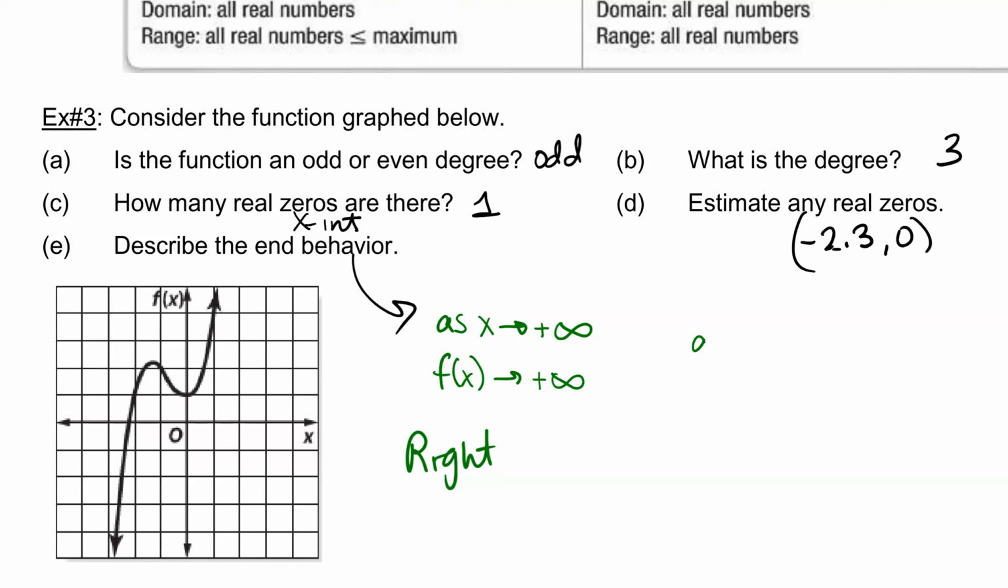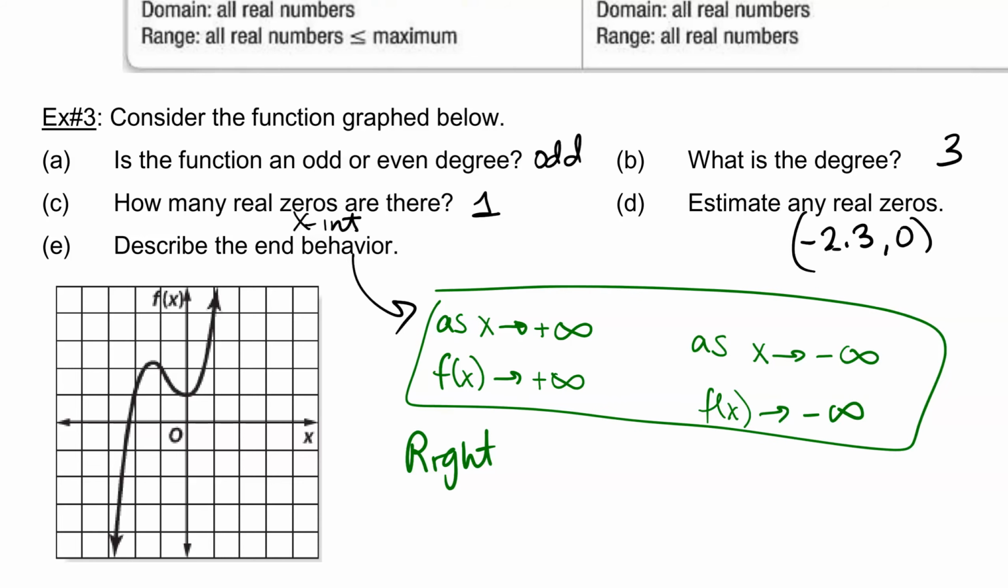All right, Dylan, you're up. So I'm going to write it this way. As x goes to negative infinity, I would like to know what's happening with my y values, my function, right? So as we go to the left, what's happening to my y, Dylan? It's going down. So we say it's going to negative infinity. That's it. This is the end behavior.